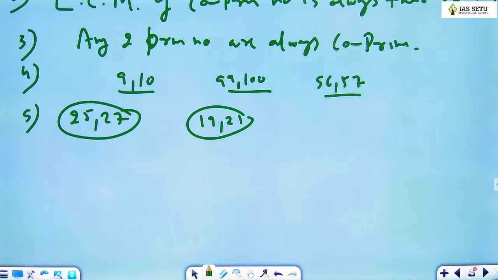Dayal is asking, sir, please explain the fourth point. The fourth point says that two consecutive natural numbers are co-prime: 9 and 10, 99 and 100, 56, 57, or you take any of your choice, two consecutive natural numbers, without any doubt you can claim co-prime.